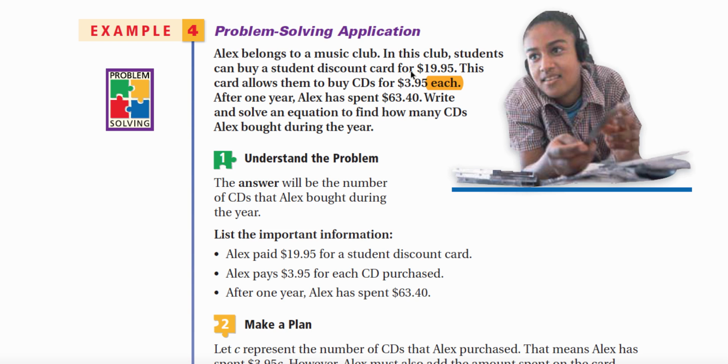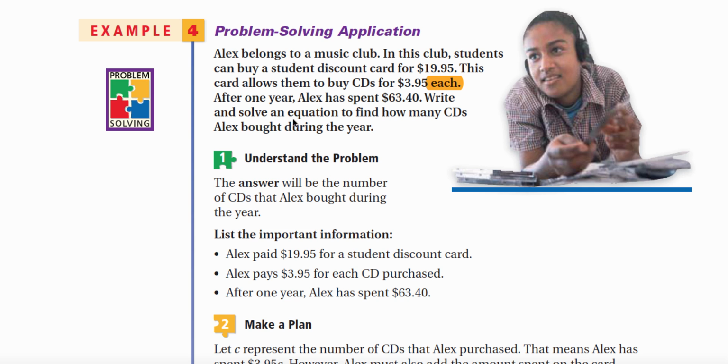Let's read the next sentence. After 1 year, Alex has spent $63.40. Now that number is a total. Alex has spent a total of $63.40. So in other words, we're going to have some kind of equation equal to $63.40.